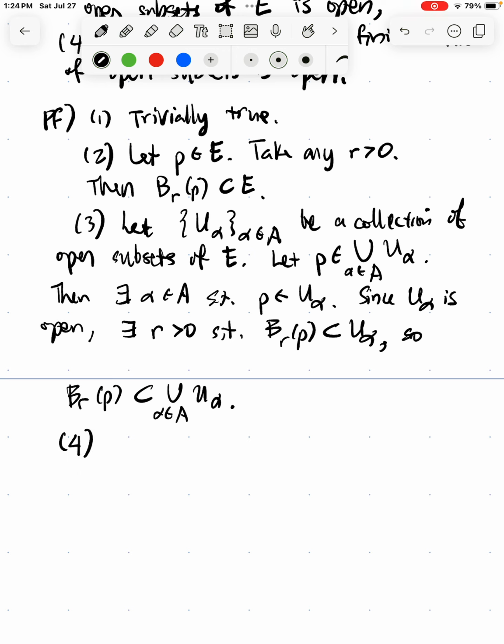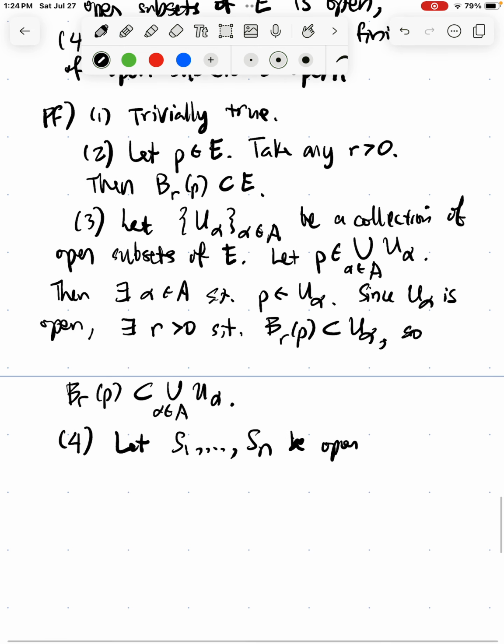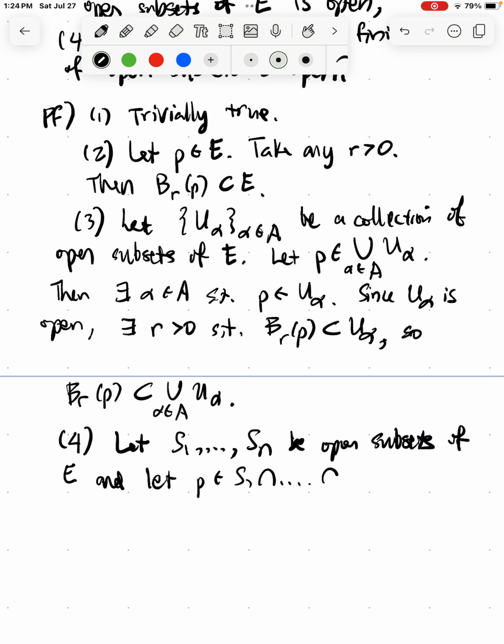Okay, number 4 has the property of illustrating a nice technique. We want to show that the intersection of a finite number of open subsets of E is open. Okay, so we need a finite number of open subsets, so let S1 through Sn be open subsets of E, and let P be in the intersection.